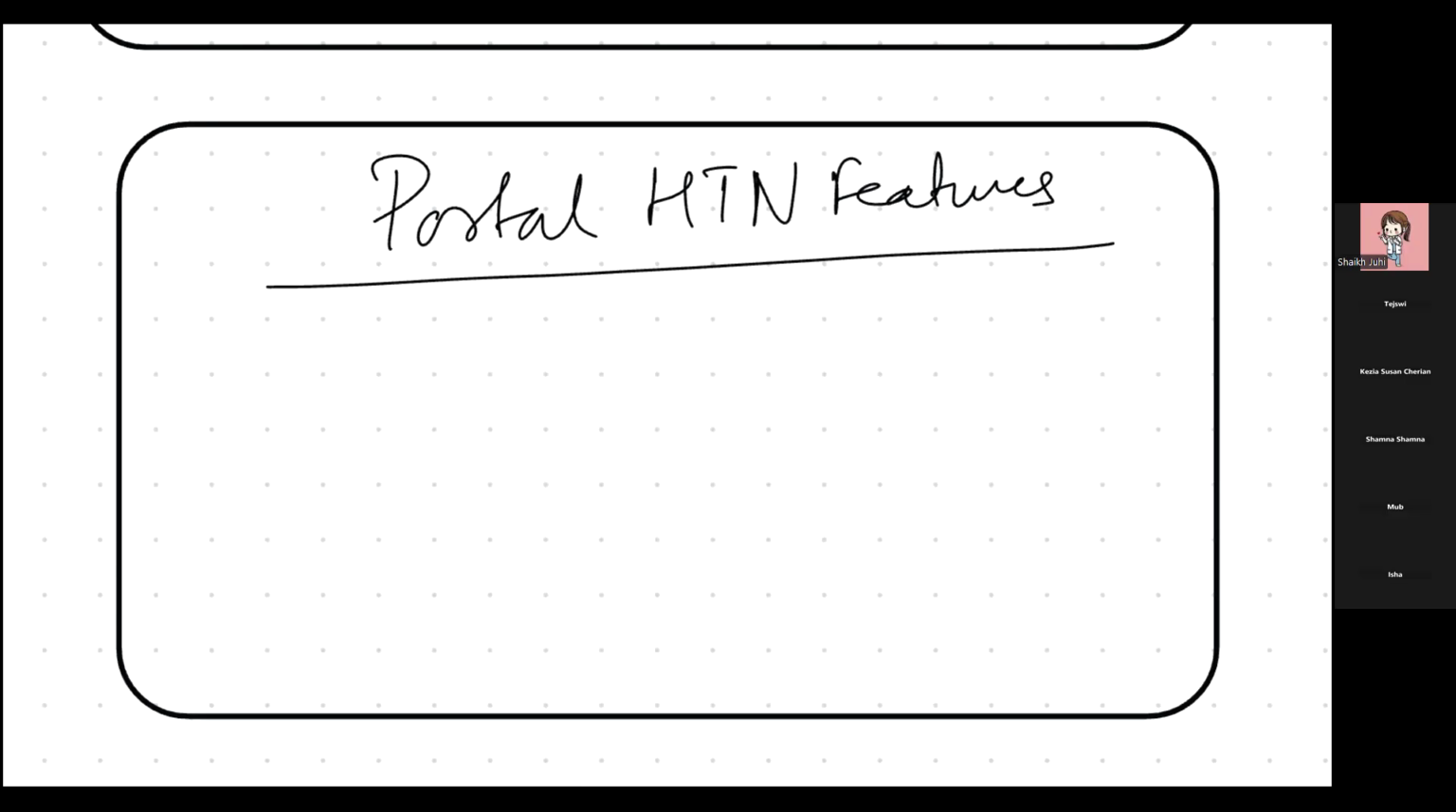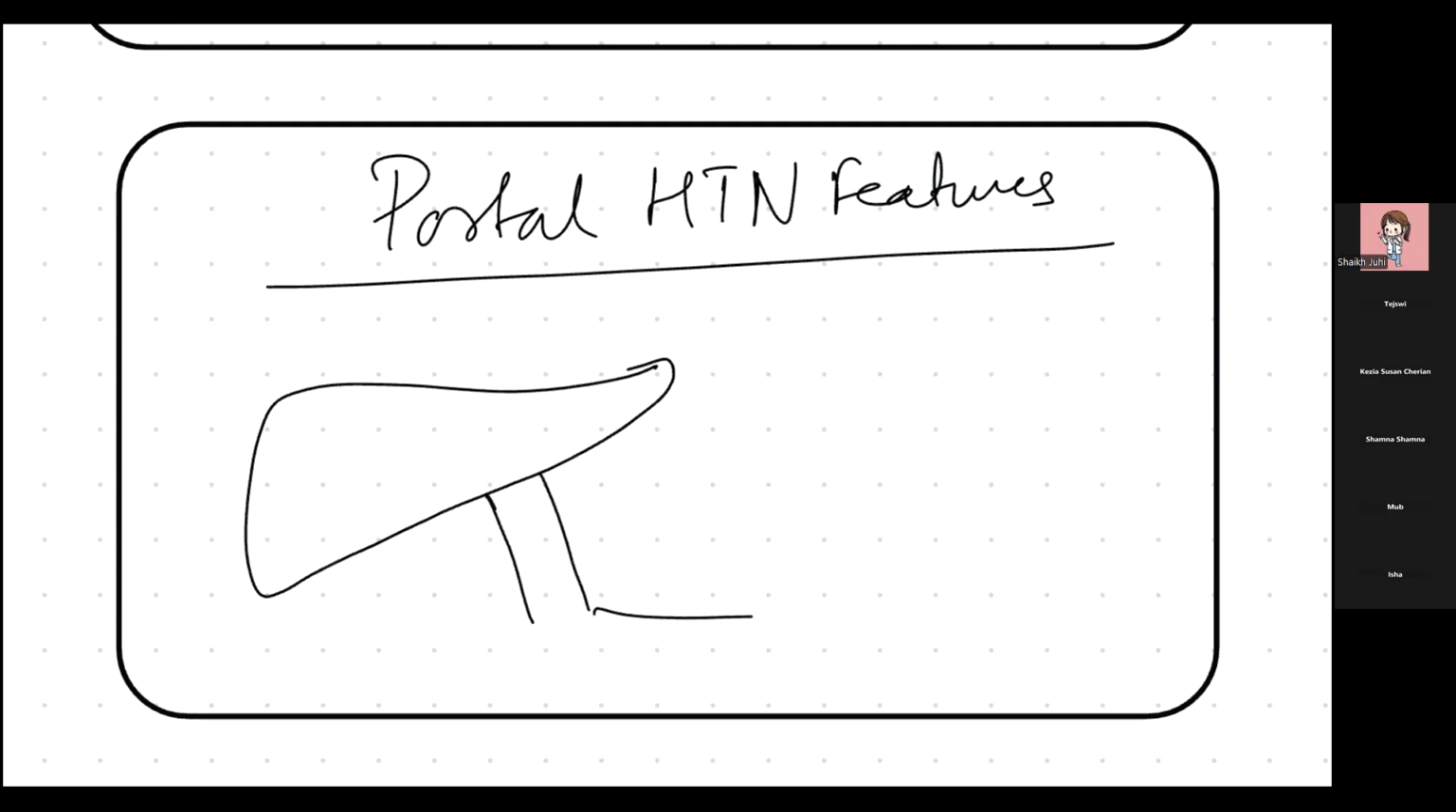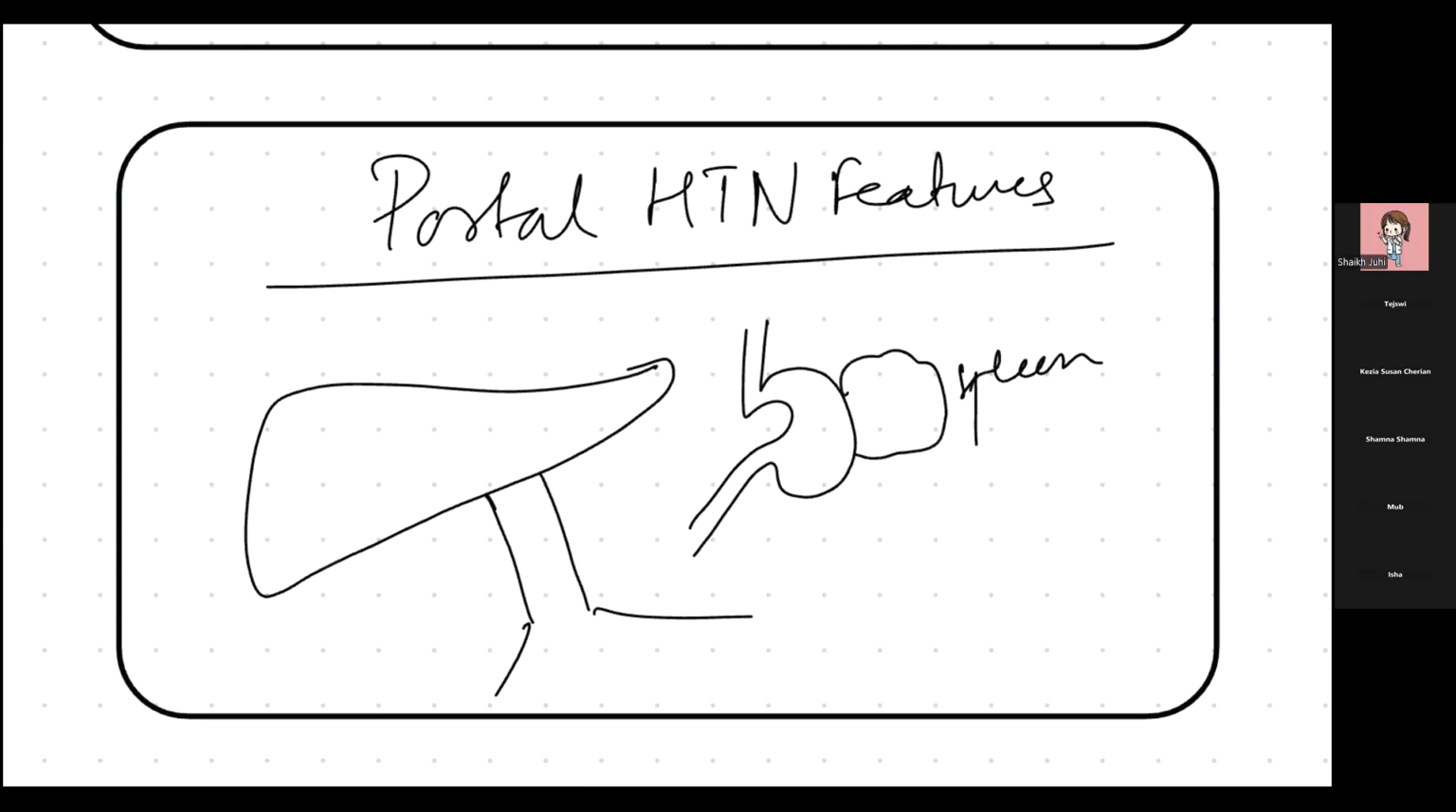I'll give a quick overview of how it happens. Let's suppose this is the liver. Okay, now this artery is there. Now this will be supplying, this is your stomach, and let's suppose this is your spleen. Okay, spleen is over here. Now we have the vein, portal vein over here. Yeah. So this portal vein is here.